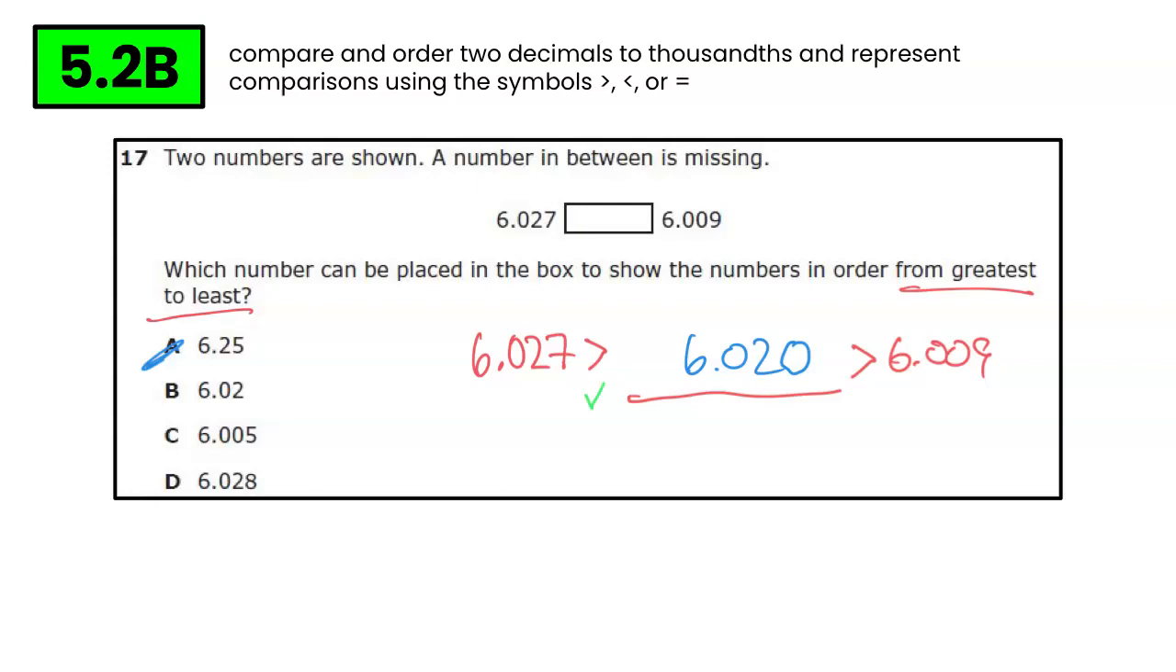And so then what I see is that both numbers have a 6, both numbers have a 0 in the tenths place, this number has a 2 in the hundredths place, and this number has a 0 in that place. And so that means that this number is greater than this number. And so that means that this inequality sign also checks out. And so therefore we have found the number that goes in the box to make those numbers go from greatest to least.